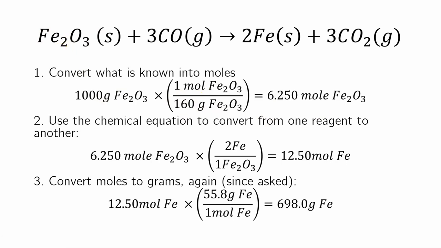Great. Now I don't want this. I have this. I want this. So I'm going to use the chemical equation to convert this into this. And I can only do that using the ratios that I have here, these coefficients. Okay, so for every 1 molecule of Fe2O3, I produce 2 molecules of Fe.